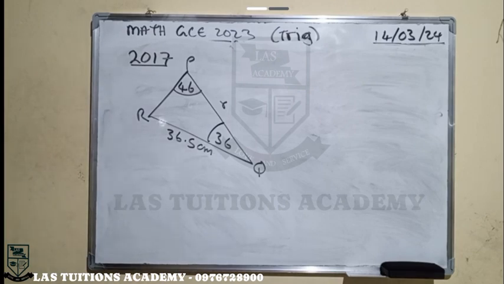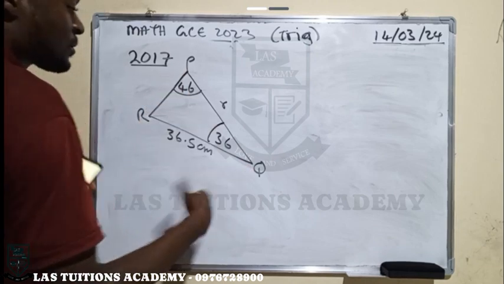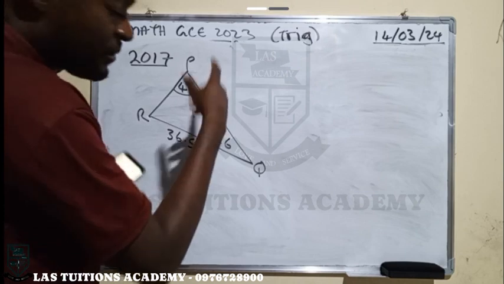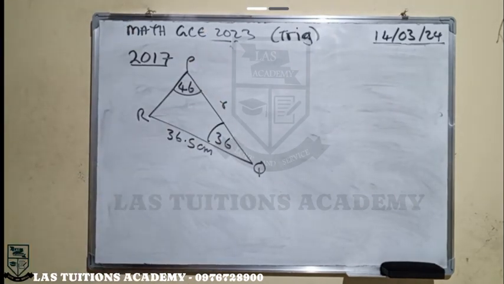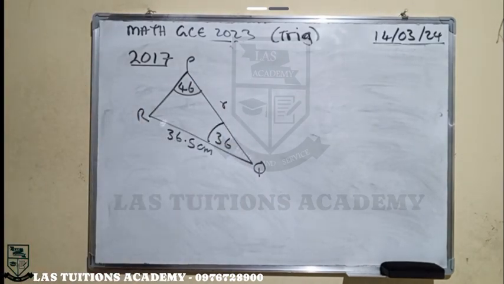Then the next question was to find the area. Then the next question was to find the shortest distance from R to PQ. So the area you can find, and the shortest distance from here to there you can find. I don't think there should be a problem on those. But maybe finding r, let's try to do that one together in the remaining time.